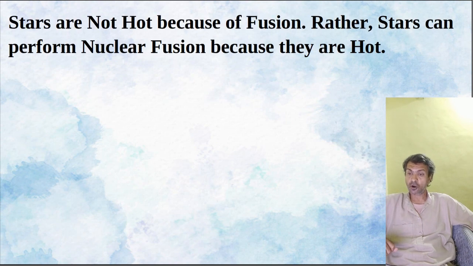The nuclei of atoms are repelling each other, while fusion requires them to come close and become one. To achieve this, those nuclei are required to penetrate the barrier. For that, they require extremely high energy, that is, high temperature. Thus, a ball of gas can become a star only if it already has such a high temperature at which quantum tunneling is possible, because only then will nuclear fusion be possible. Thus, stars are not hot because of fusion. Rather, stars can perform nuclear fusion because they are hot.